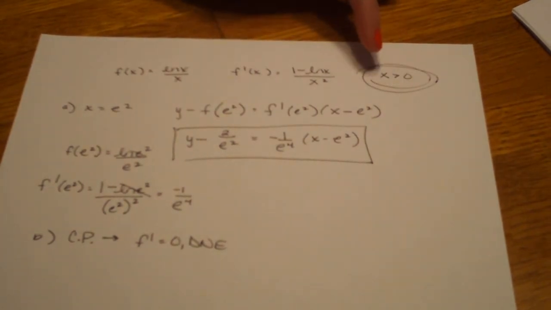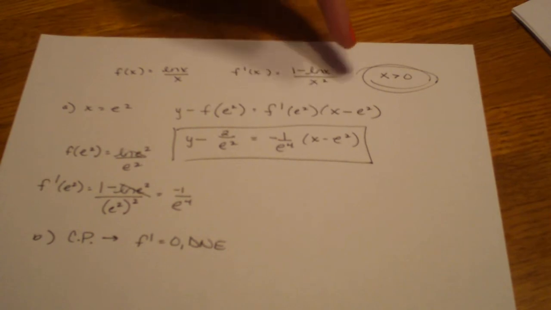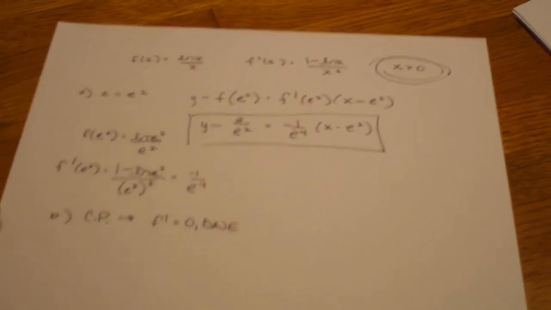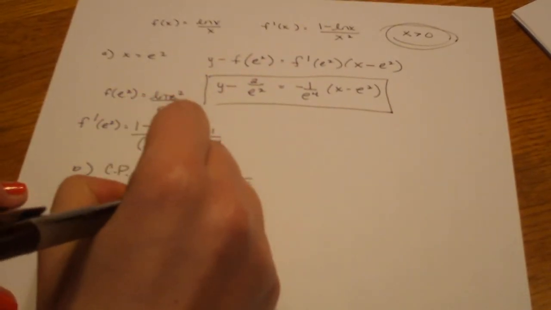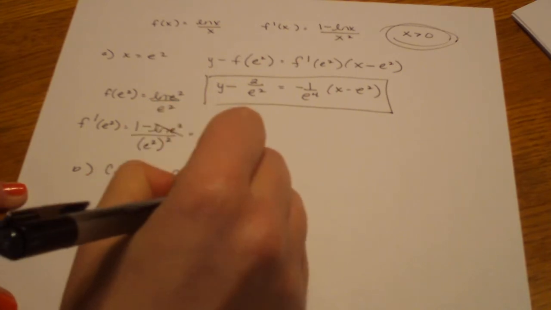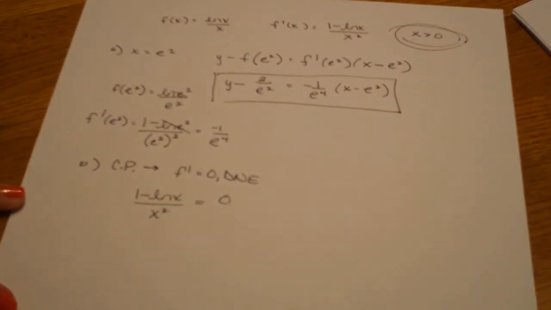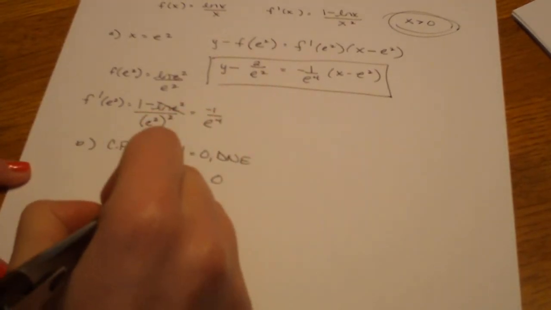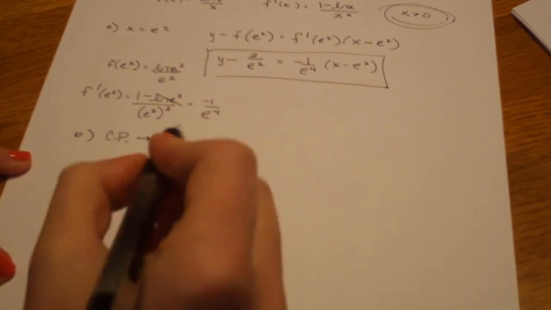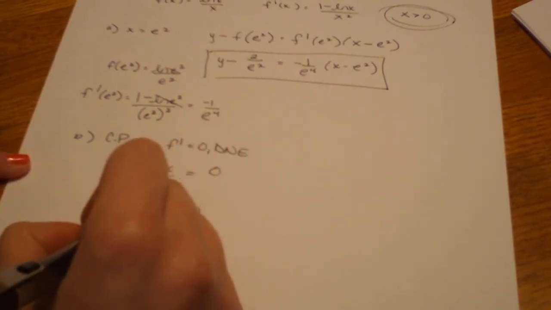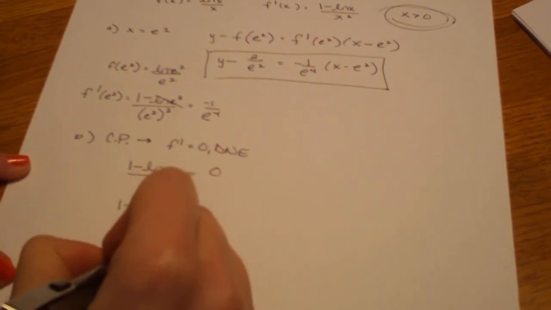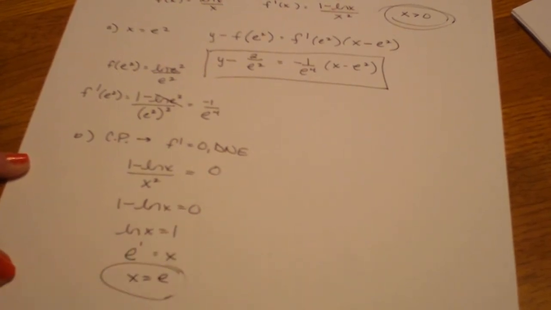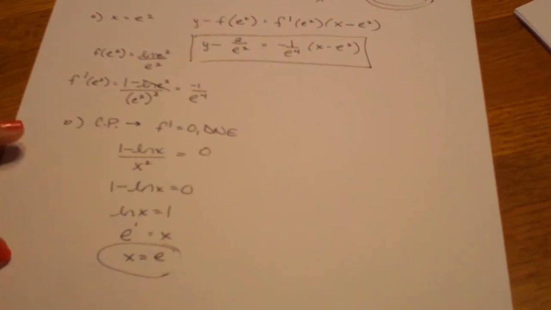So if x is some positive number, then that will never be DNE, because ln will always exist and my denominator will never be 0. So all I need to worry about is, when does my derivative equal 0? Because I don't have to worry about the DNE, so that's really nice. Well, a fraction is equal to 0 when the top is equal to 0. So if I add this over, I have ln of x is equal to 1. Drop the base, e to the first is x, so that means x equals e.